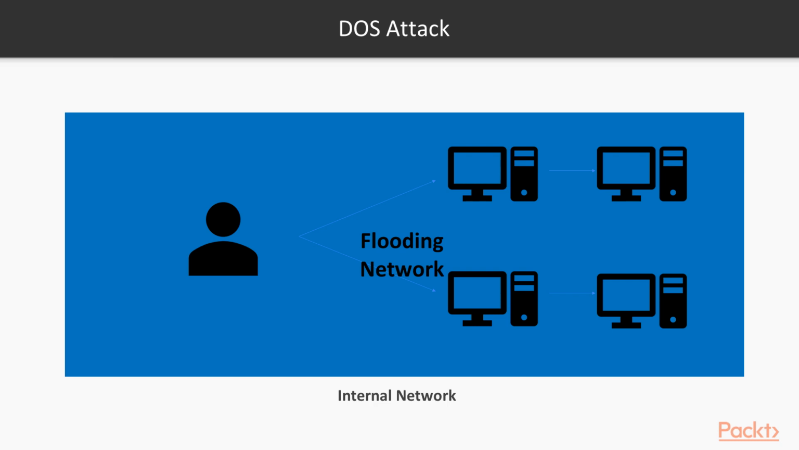What will happen is all the bandwidth will be consumed by the attacker, and then no one else can communicate with this system. This system cannot communicate with this system, or this system cannot communicate with this system, because the bandwidth is filled by the attacker. That's why this attack is called denial of service attack, and it is quite harmful. You can perform this attack when you are inside your network, as well as when you are outside of your network.